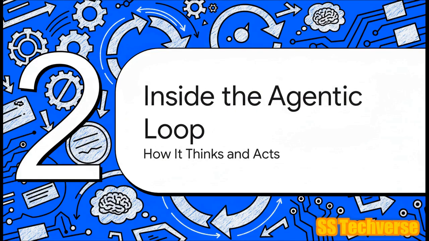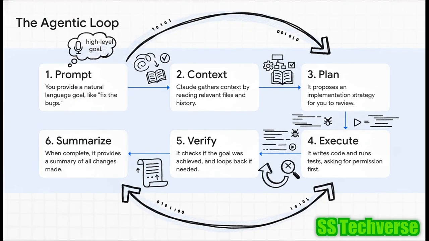So how does an agent like this actually work? I mean, what's going on under the hood? It's definitely not just a simple back and forth. Let's move on and take a look at the process it follows, which is known as the agentic loop. And this, right here, is the secret sauce. It all starts with your prompt, just a high-level goal in plain English. From there, it gathers context, then, and this is super important, it proposes a plan for you to review. Only after you say go does it execute.